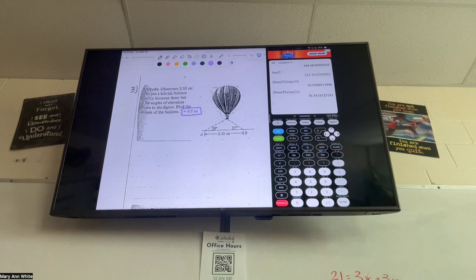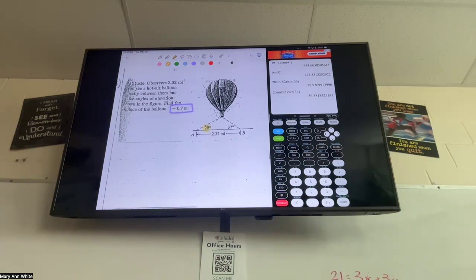It says observers 2.32 miles apart see a hot air balloon directly between them, but at the angles of elevation shown in the picture. So I've got this angle of elevation at person A, they're looking up at an angle of 28. And then person B is looking up at an angle of 37, and the distance between them is 2.32. Okay, we want to find the altitude of the balloon. What does the altitude mean? Height, very good. So we are looking for the height.